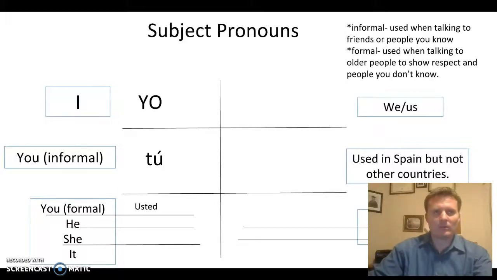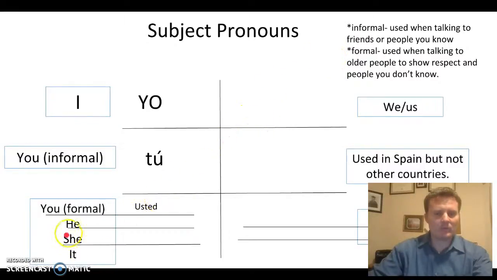So, for example, in class, we use the usted quite a bit. And the reason for that is because when you go out in the real world, when you're working at a business, you're most likely going to be talking to strangers, people you don't know. So you're going to want to address them in the usted form, the formal form. Anyways, that's a little breakdown of the difference between informal and formal Spanish.